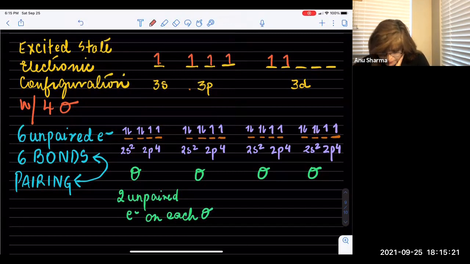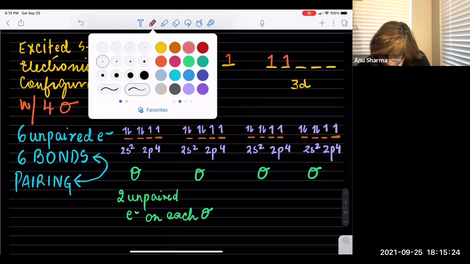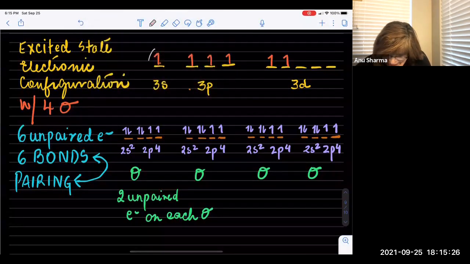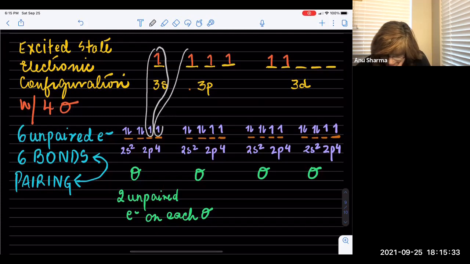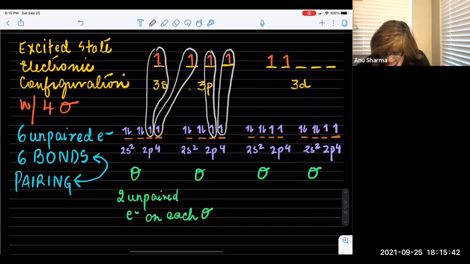So here we see. Let's do this. This electron and this one are going to overlap. This one and this one are overlapping. This one and this one are overlapping. So that looks like a nice double bond. But the problem is these other guys. Oxygen is only left with 2 electrons. There are 2 electrons from each oxygen, so 4 electrons that we have to take care of, but sulfur has only 2 electrons.